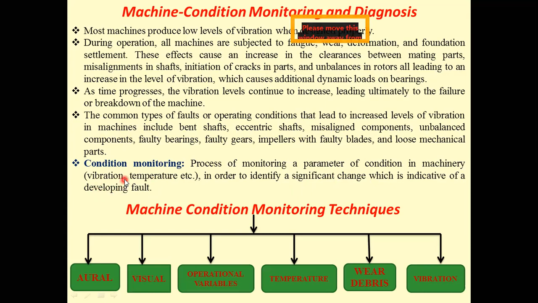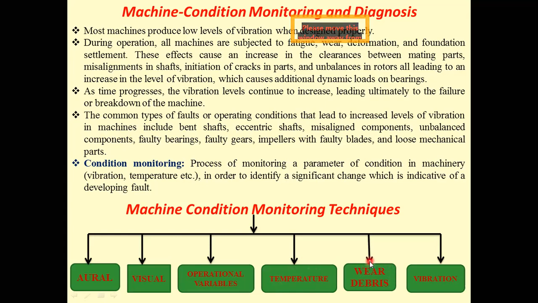So this is the definition of condition monitoring. Now there are various methods for machine condition monitoring techniques. The first method is the aural or visual machine condition monitoring technique. Second is the operational variable machine condition monitoring technique. Third is the temperature machine condition monitoring technique.